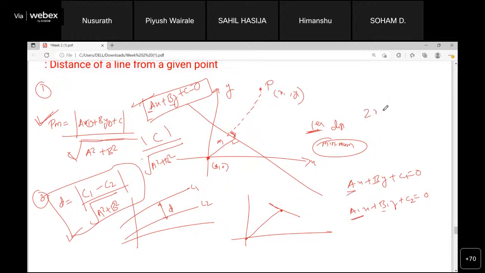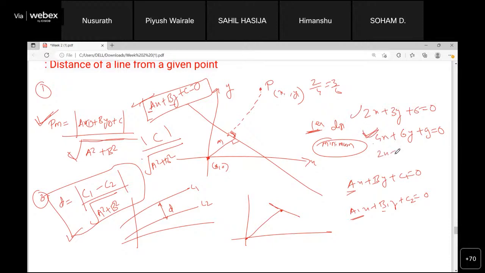So if I say 2x plus 3y plus 6 equals 0, and here 4x plus 6y plus 9 equals 0, right? In this case 2 by 4 equals 3 by 6, so these two are parallel lines. But what should we take: a equals 2 or a equals 4? For that, please make the coefficients equal. So just divide it by 2.